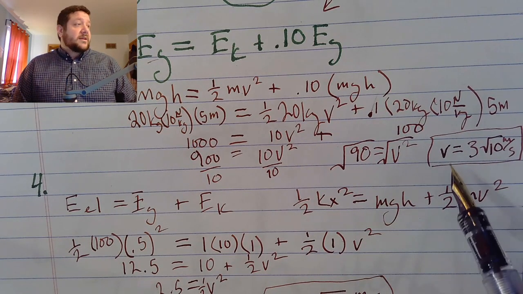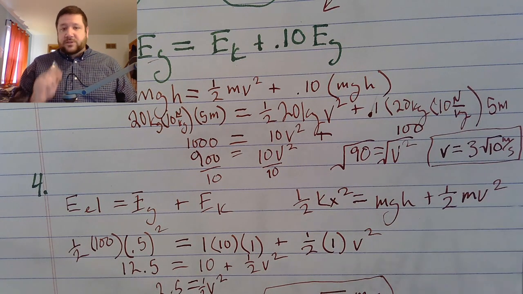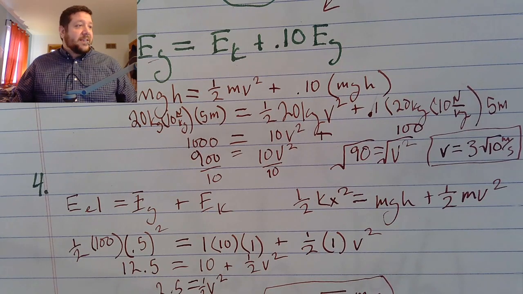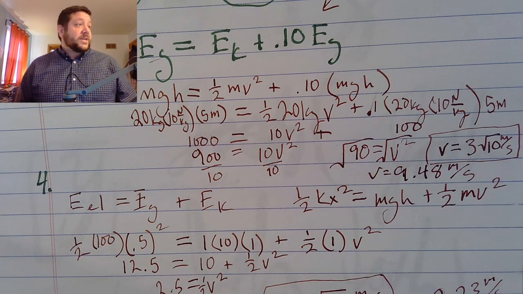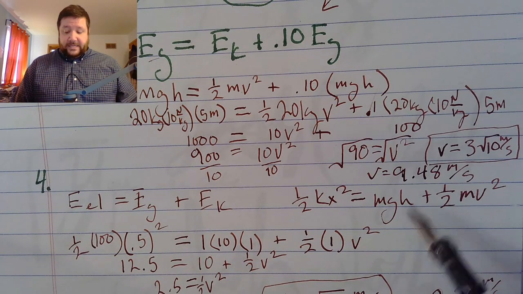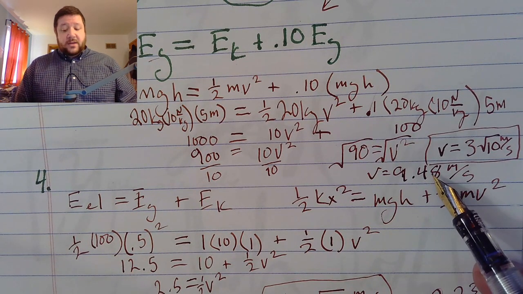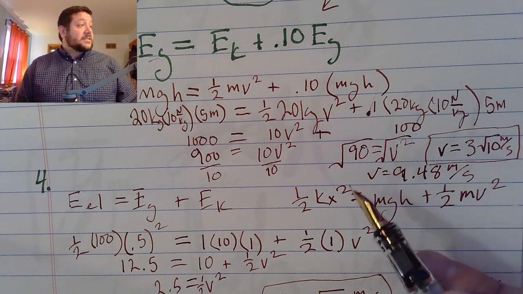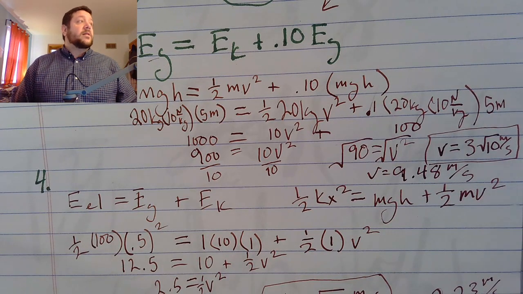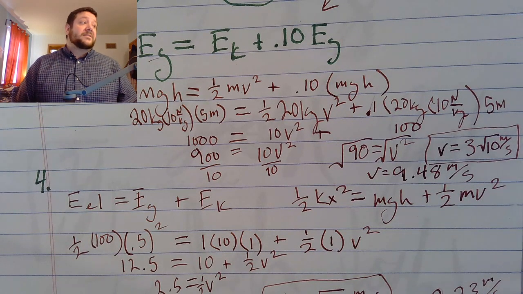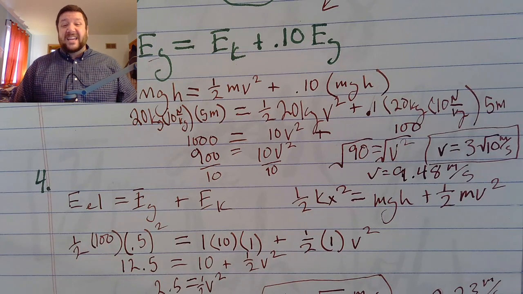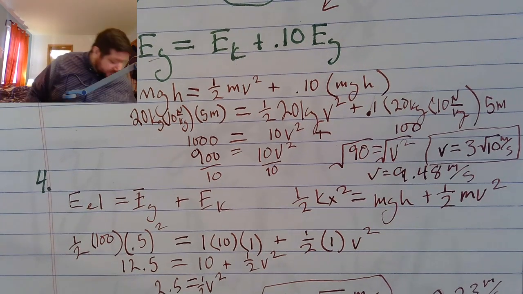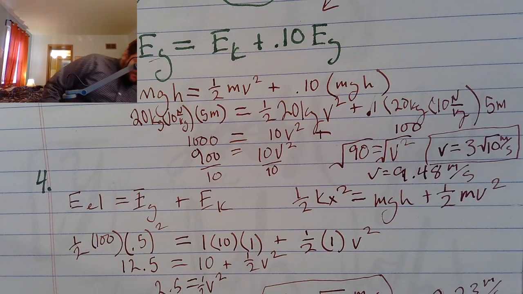something like 3 root 10, which is 9.48. And you know what? That's good because this velocity is smaller than our number from the last time. So that's a good sign. If it was faster or something else was going on there, we would have messed up.